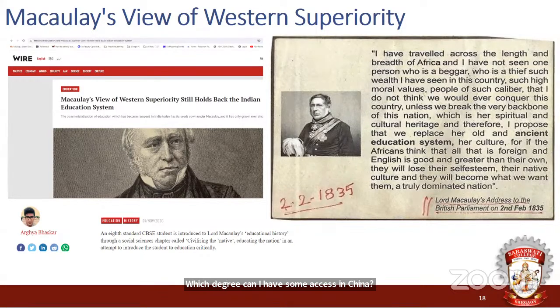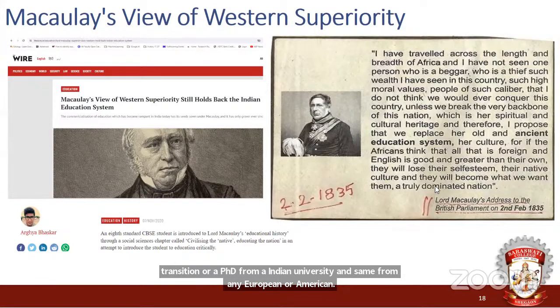We are not here to compare. Let us try to be honest and understand. Then probably we'll be able to conclude the right things. Can I have some answers? For that matter, somebody has done a graduation, post-graduation, or a PhD from an Indian university and the same from any European or American university. Which degree do you value more? Nobody is listening?